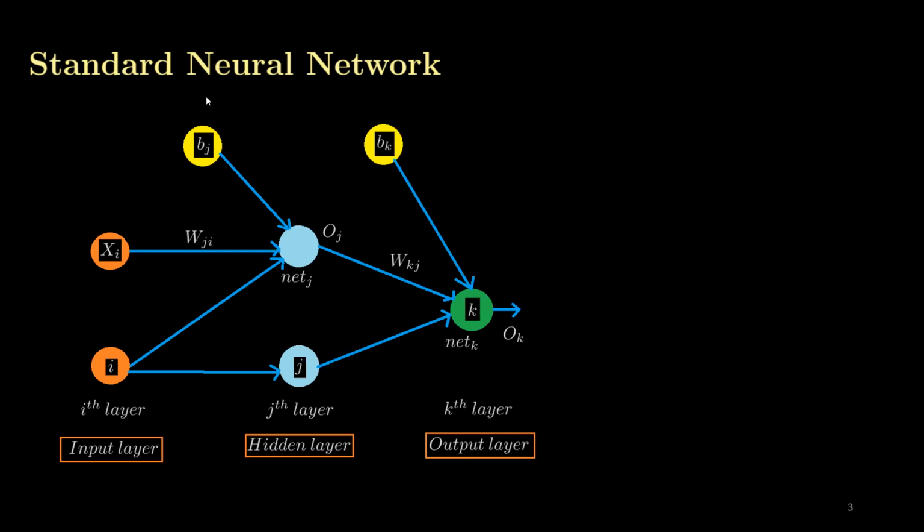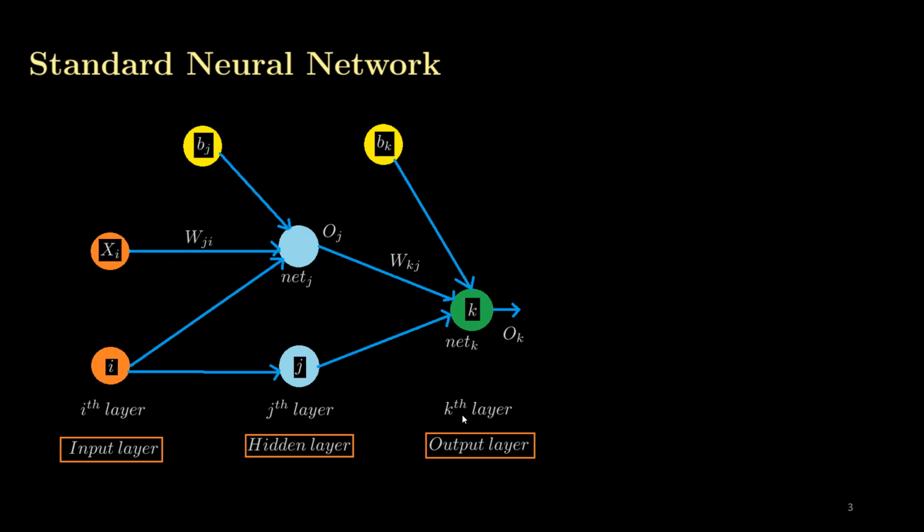That is called a standard neural network. It has an input layer, a hidden layer, and an output layer. There are I neurons in the input layer, therefore we can also call it the ith layer. Similarly, there are J neurons in the hidden layer, so we can call it the jth layer as well. And we have K neurons in the output layer, so that layer is also known as the kth layer.